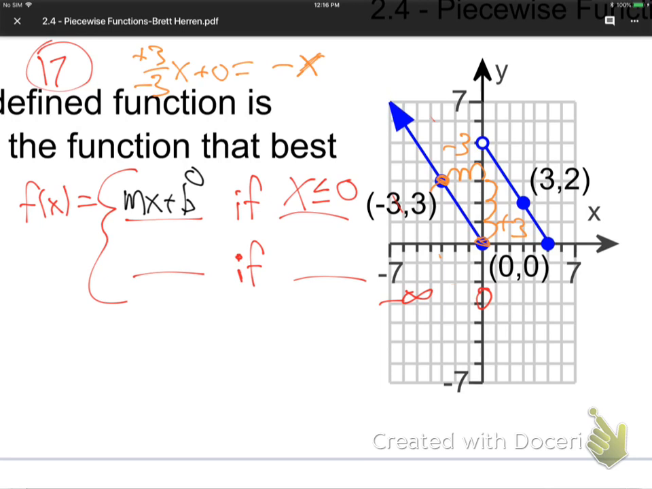See how it doesn't matter which way you go? Math has to be true forwards and backwards. It is, isn't it? Beautifully true. As long as we're true, it's true. So that piece is just minus x. Now can you do the piece on the right? Yeah.